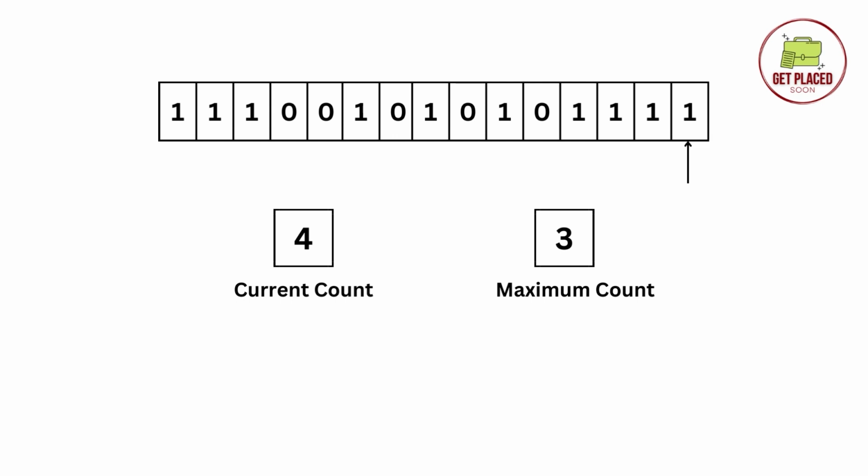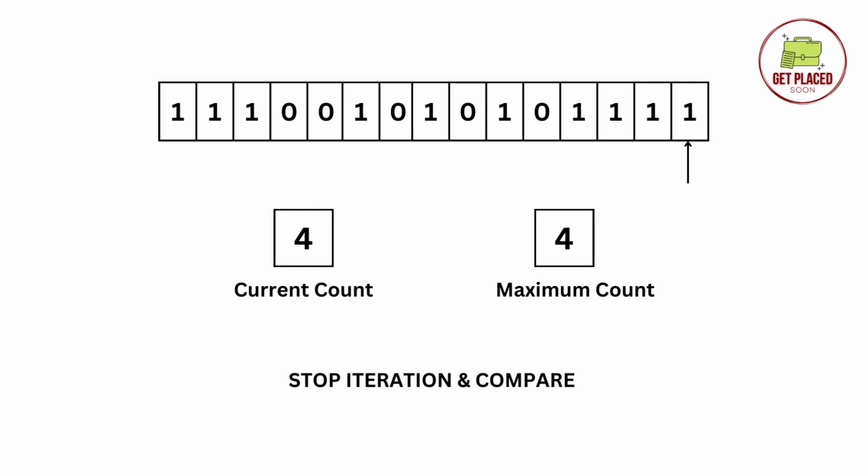Now after iterating, current count value is 4, maximum count value is 3. For the last time, we compare and we return the maximum value, right? So we are comparing 4 and 3. The maximum is 4, so we update the maximum count to 4 and we return it. So in the given binary array, the answer is 4.